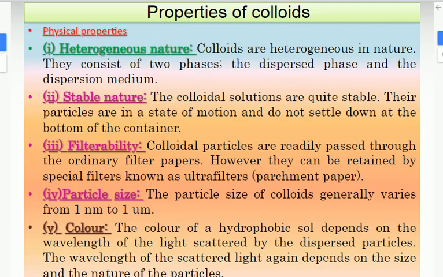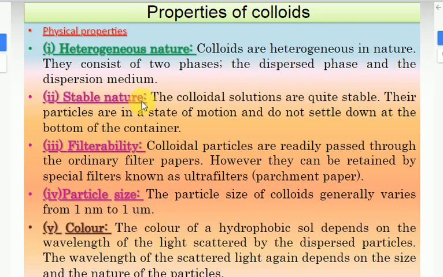Colloids are heterogeneous mixtures of two or more substances. They consist of a dispersed phase and a dispersion medium. The dispersion medium is the solvent, and the dispersed phase is the solute. Based on the number of solid particles, we discuss colligative properties.